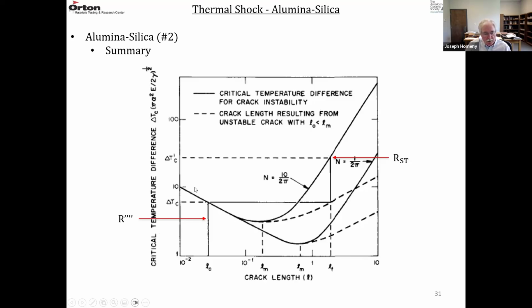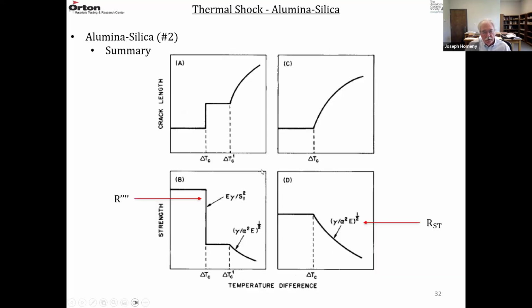To the left of the minimum, we could have some excess crack growth due to kinetic energy; that's R4 prime. And over here to the right of the minimum, where we had just quasi-static crack growth, that was RST. And we showed these kinds of plots. This is crack length versus delta T. So in this material, we reach a critical delta T, the crack grows, and then it arrests. Then we have to go to a second critical delta T to get crack growth in a quasi-static manner.